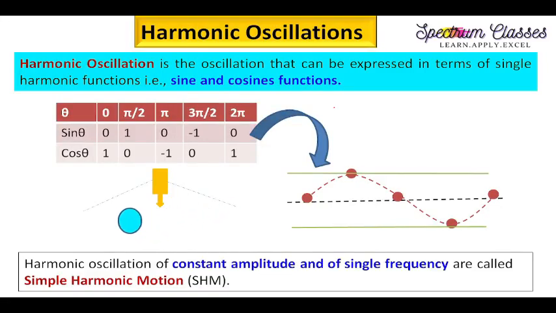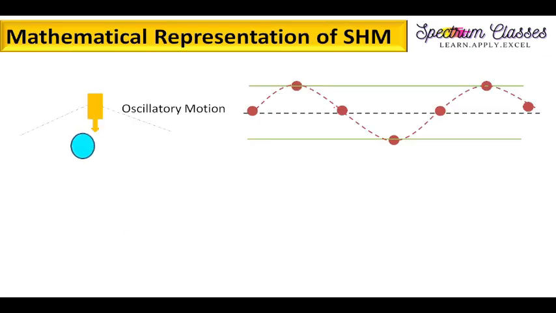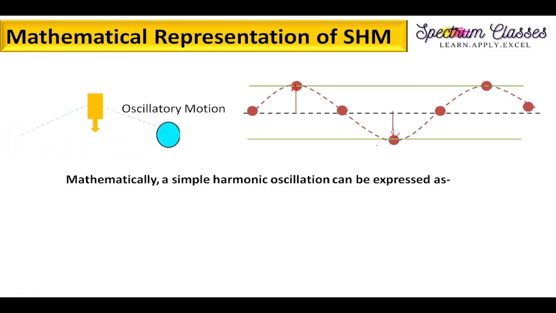In this video, we are going to discuss the mathematical representation of simple harmonic motion. In the previous slide, we have already discussed the relationship between oscillatory motion and simple harmonic motion. So here you can see this is the oscillatory motion because this is periodic as well as bounded. Bounded means it has maximum amplitude in this direction as well as in this direction. So this is the simple harmonic motion.